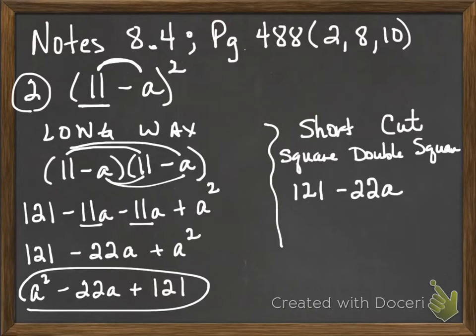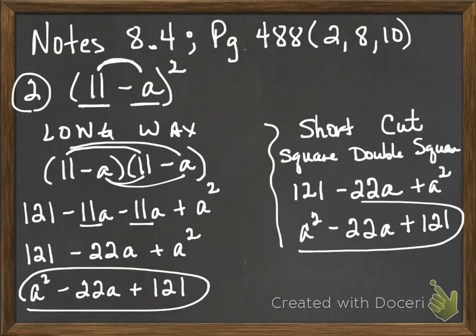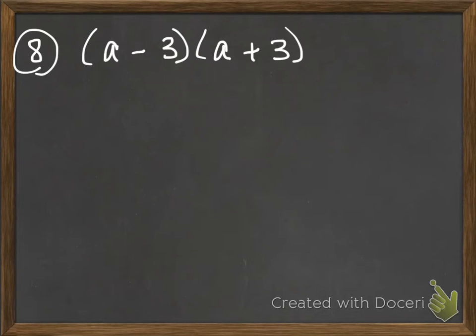And then you're going to square the last term. Negative a times itself 2 times. Negative a times negative a is positive a squared. And then we'll write our answer in standard form. Highest exponent first. A squared minus 22a plus 121. Alright, you can choose to do it the long way, or you can choose the shortcut.